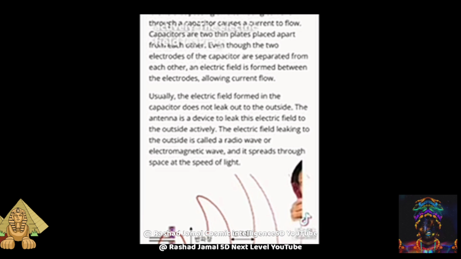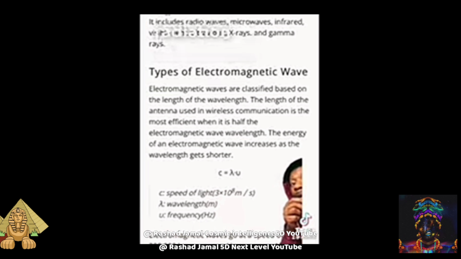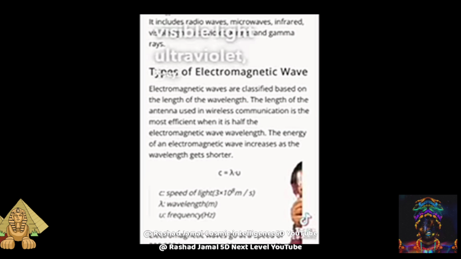The electric field leaking to the outside is called a radio wave or electromagnetic wave, and it spreads through space at the speed of light, at the speed of photons, which is a particle we discussed before. Electromagnetic radiation refers to electromagnetic field waves radiating through space-time, carrying electromagnetic radiant energy. And that includes radio waves, microwaves, infrared, visible light, ultraviolet, X-rays, and gamma rays.